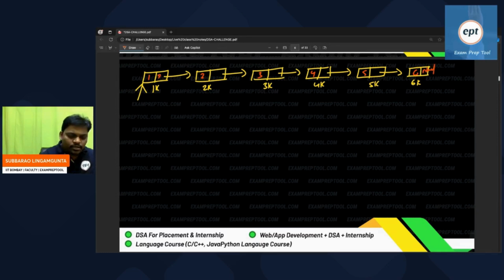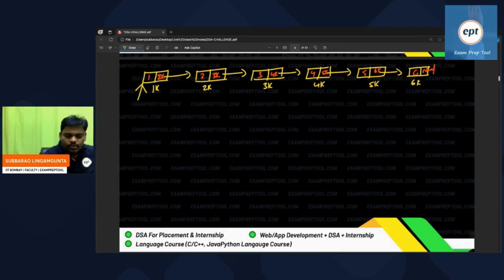So this is 2k. Everyone knows a linked list. 3k, 4k, 5k, 6k. This is the original linked list. Some people are asking, sir, how to reverse? Let me show this one. Everyone listen, how to reverse it?